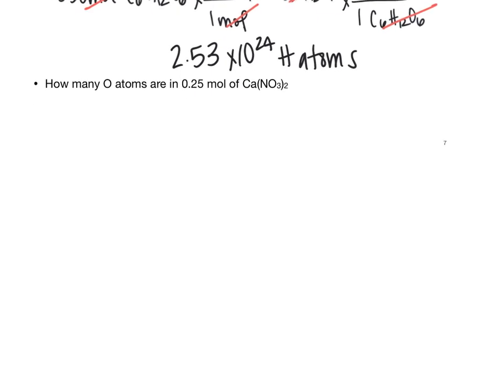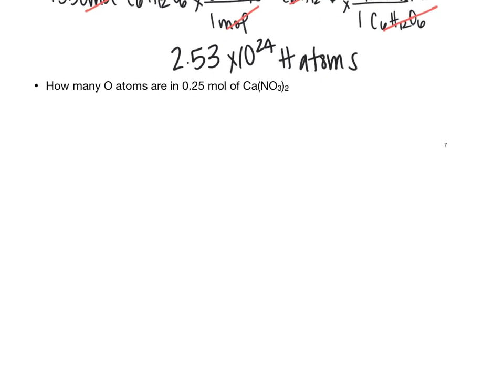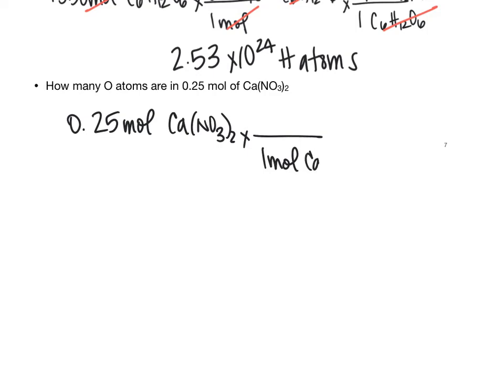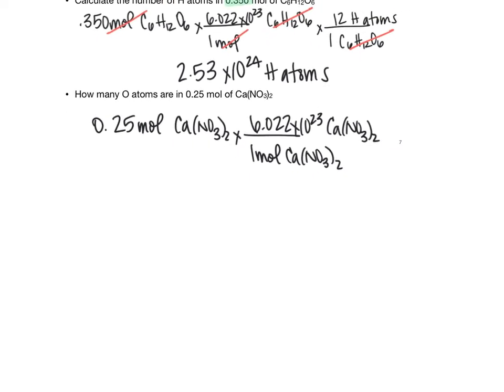So our next example is how many oxygen atoms are in 0.25 moles of calcium nitrate. So we're going to take a very similar thing of 0.25 moles of Ca(NO3)2, and then 1 mole of Ca(NO3)2, there are 6.022 times 10 to the 23rd Ca(NO3)2 molecules.